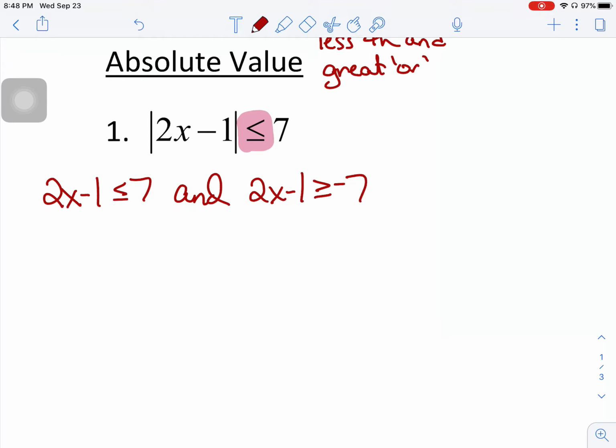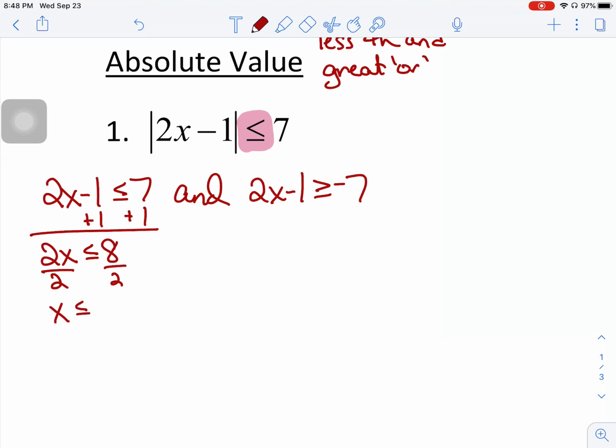Now that the absolute value bars are gone, we can just solve these two inequalities on their own, okay? I'm going to add 1 to both sides here. So 2x is less than or equal to 8. I'm going to divide by 2. I'm dividing by a positive, so there's no need to switch the signs of anything. Separately, I'm going to add 1 here and here. So 2x is greater than or equal to negative 6. I'm going to divide by a positive 2. So again, no need to change the sign.